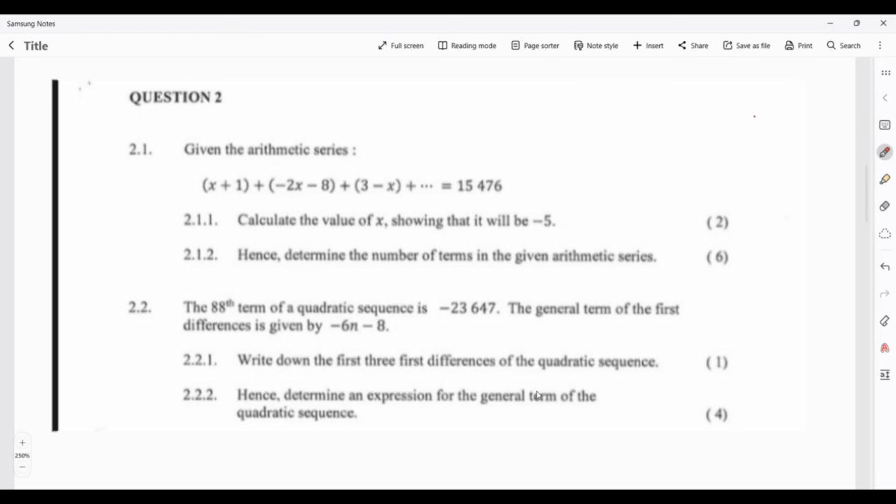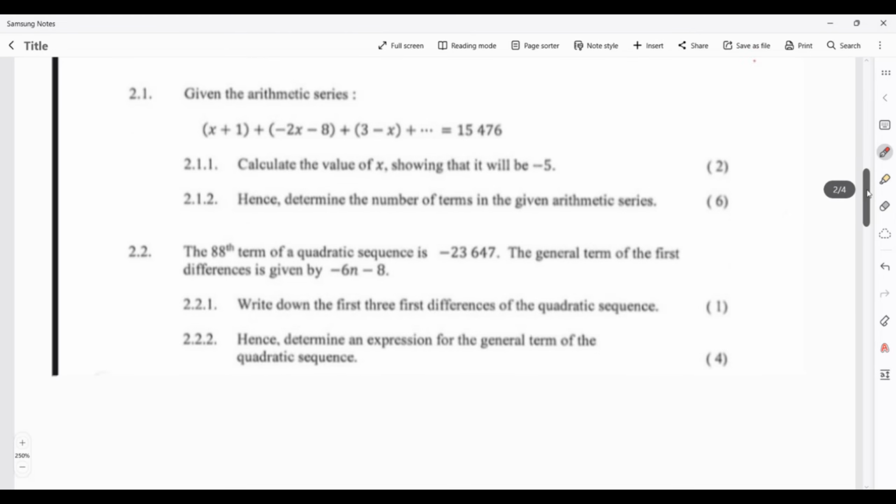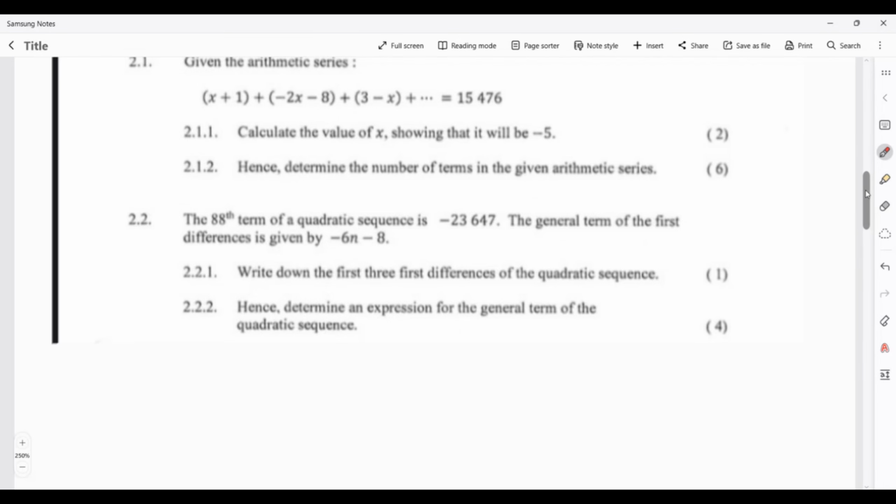And then question 2 was actually saying, given an arithmetic series, the summation of something. And then, as given, I'm not going to read it. The first question says 2.1.1, calculate the value of x, showing that it will be -5. But what I want to remind you about in a case like this is that to solve the value of x, it is involved in the series over there.